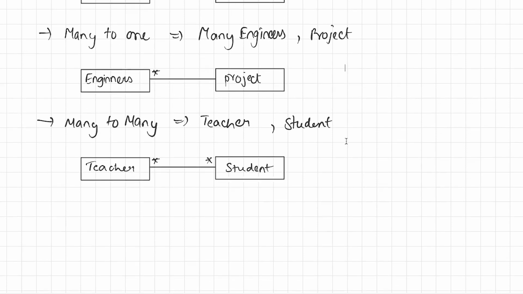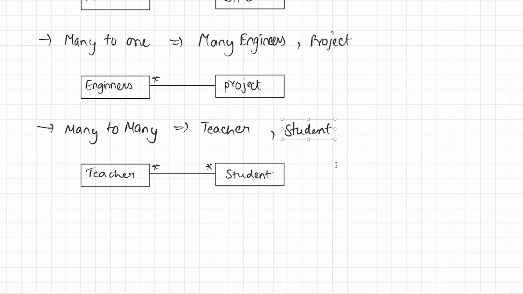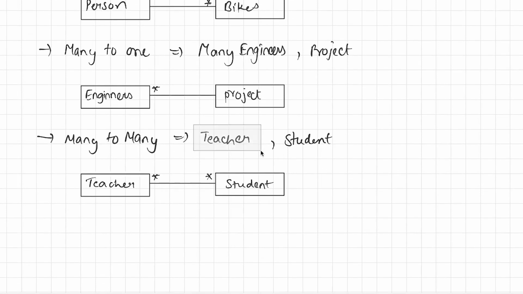Now the last relationship is many-to-many relationship. Let's understand this relationship with this example. So we have teacher and we have student. Both are entities. So we can say that one teacher can teach many students and one student can be taught by many teachers.